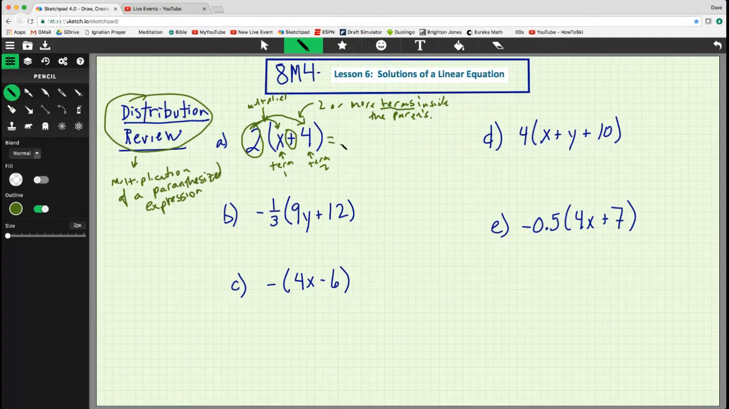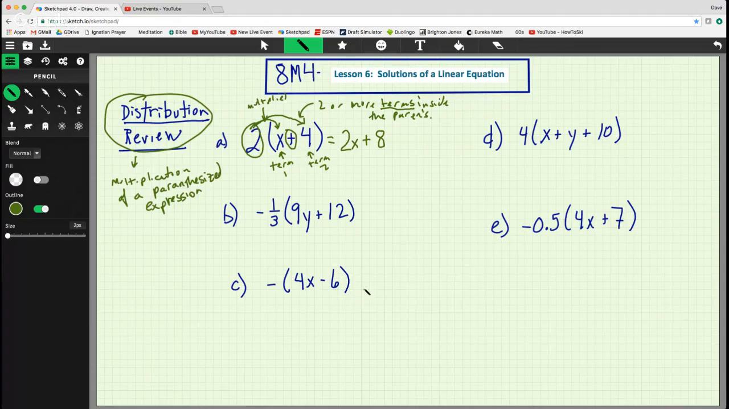So we say that's equal to, and if you know how to do distribution, just go to the next slide. This is just review time. And so that equals 2x, because 2 times x is 2x. And then we take this addition sign here and we put it here. And then we take our 2 times our 4. So we get 2x plus 8.